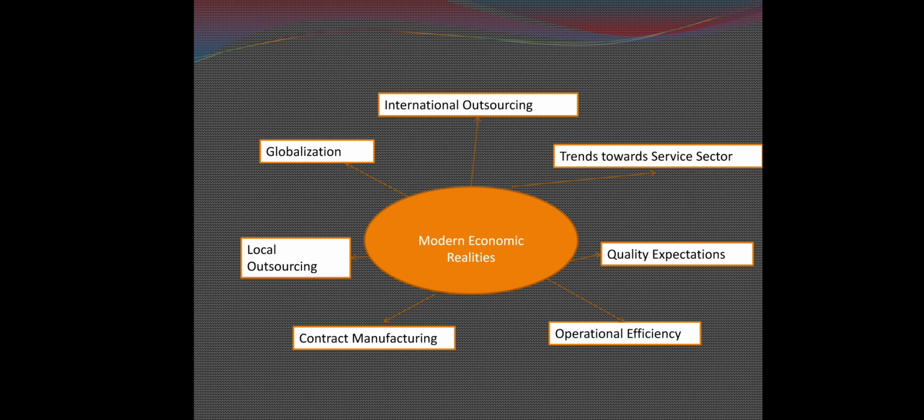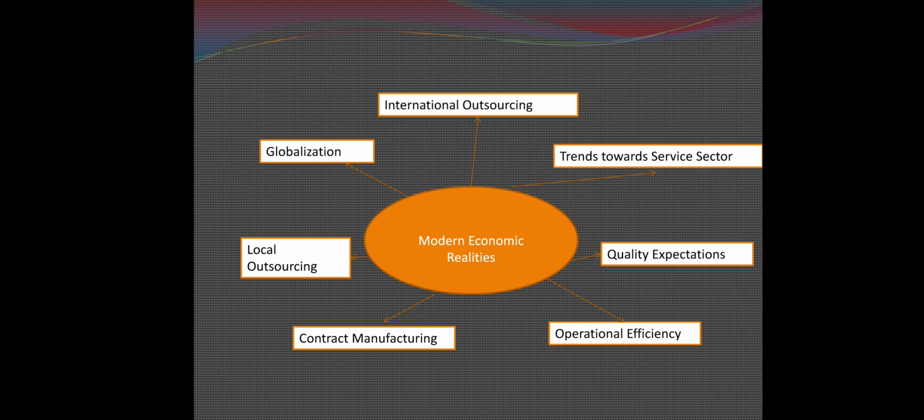The next one is operational efficiency. Operational efficiency means the efficiency of a production process in converting raw material into the final product. So it obviously affects the modern economic realities. Then contract manufacturing. Nowadays many companies make a contract with a manufacturer. They buy a ready product from their contractors, and they only sell that product to the customers.